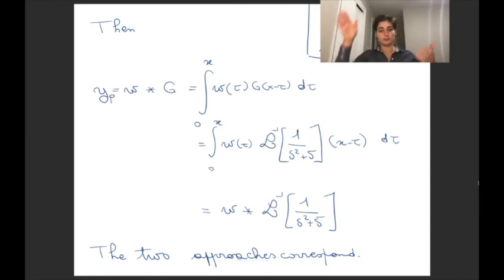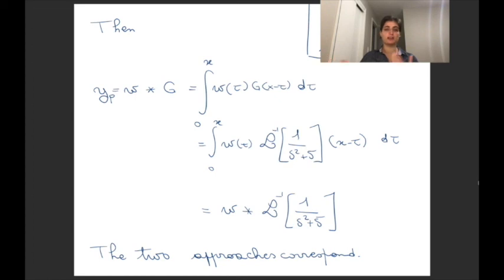Now we can compare the two approaches by saying that, from the Green's function approach, our particular solution is the convolution of w and g, the Green's function that we just constructed. This is the integral from 0 to x of w computed at tau, times g(x minus tau), d tau. Sorry, I said theta. I meant tau.